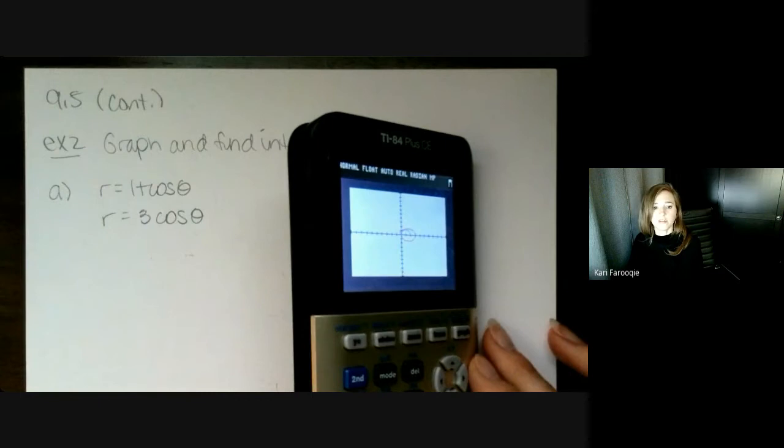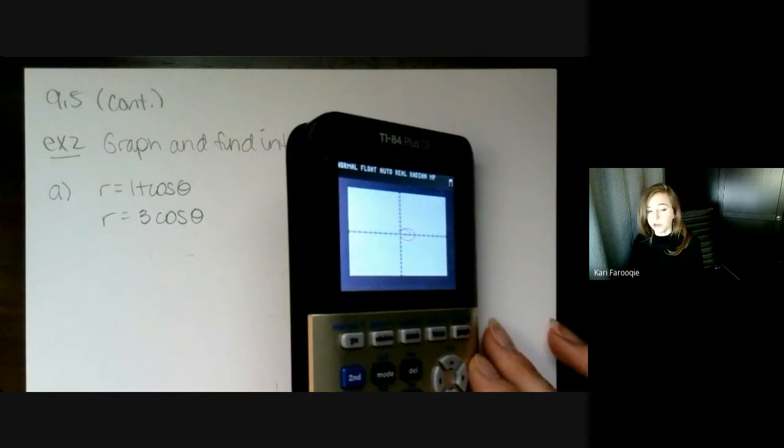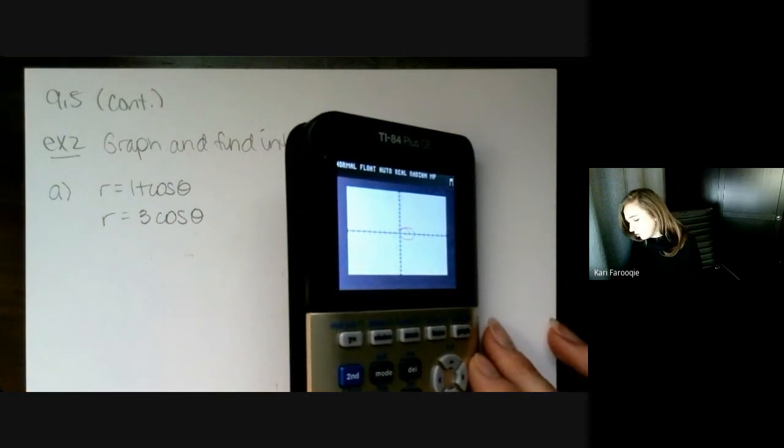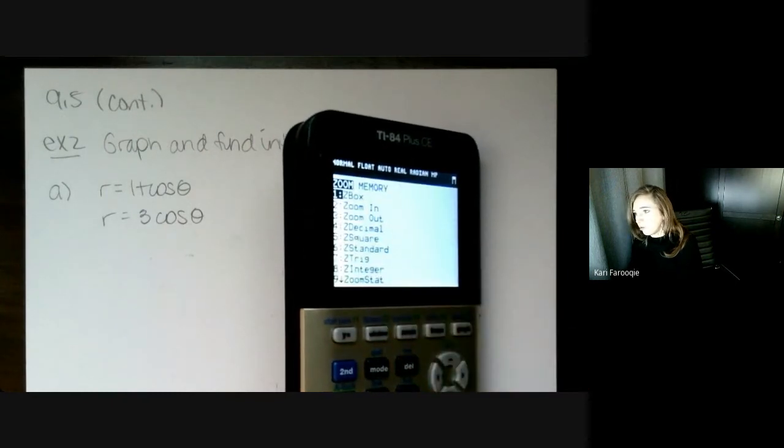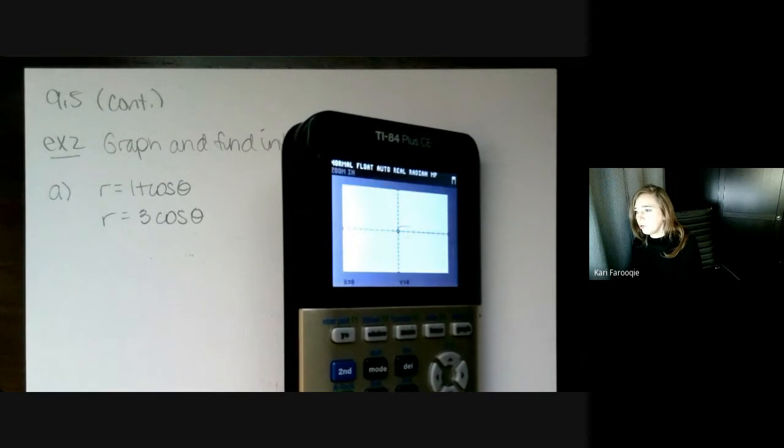Now, this is going to look a little bit weird to you for a couple of reasons. One, they look more like ovals when they're not supposed to be. And you're going to want to zoom in to see the features. So go to zoom, and I usually just hit zoom 2.